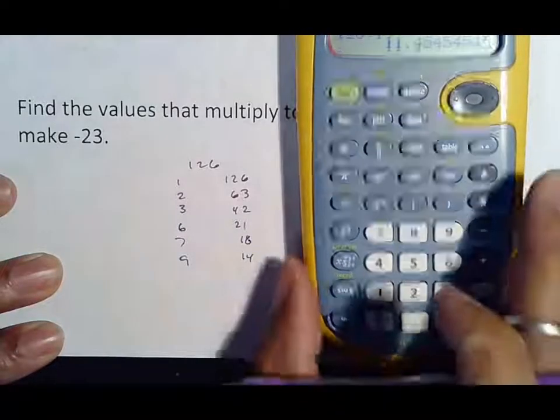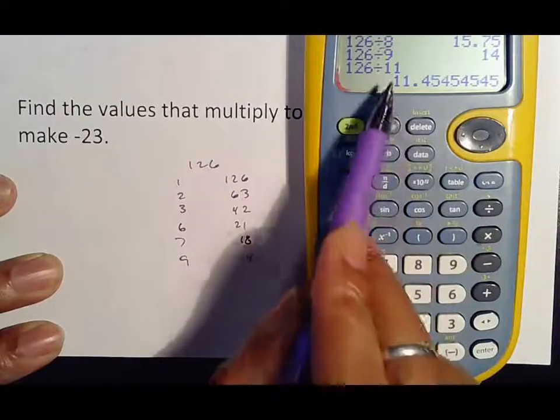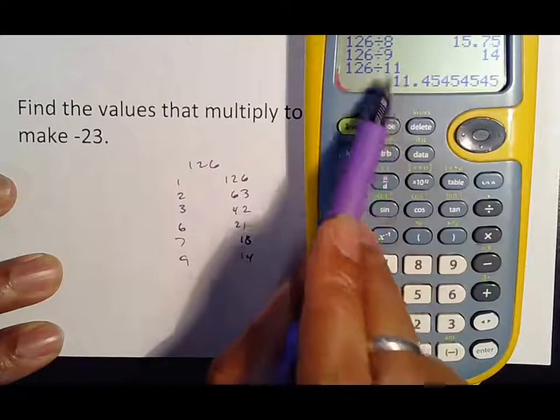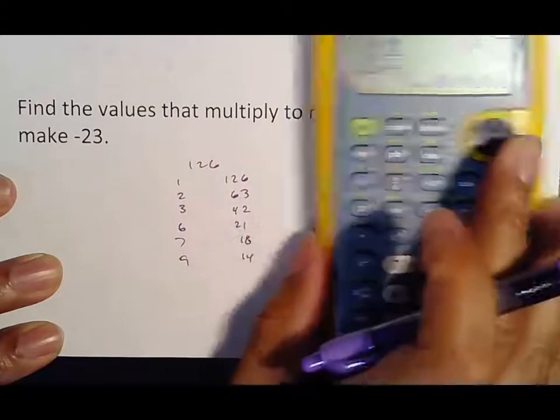Again, pay attention to your answers coming out. Notice that I typed in 11 and I got 11 point something, which means these two numbers are about the same. I should not check 12 because that means I'm on the big side.